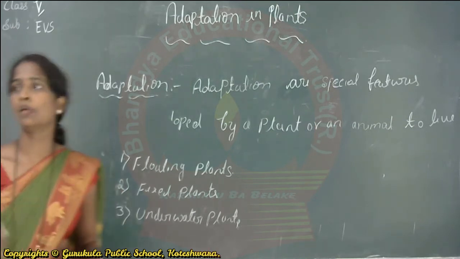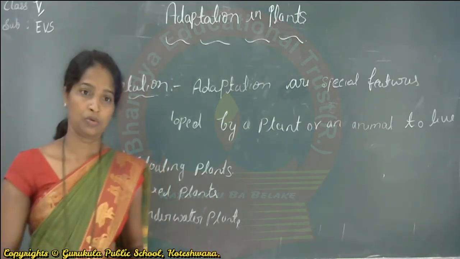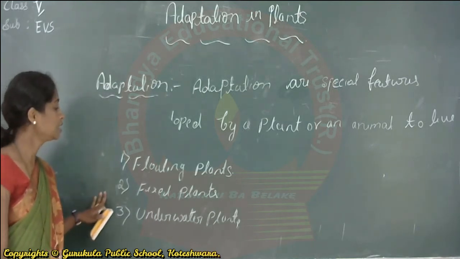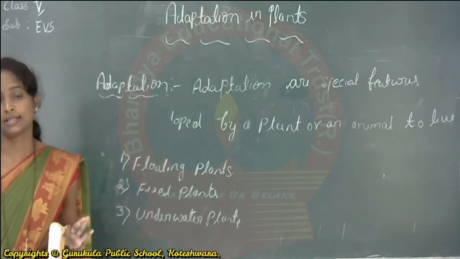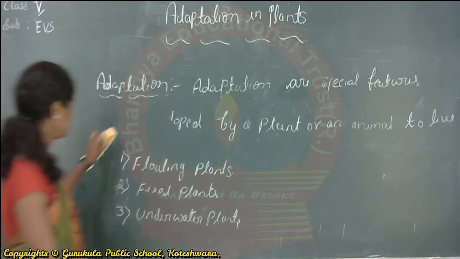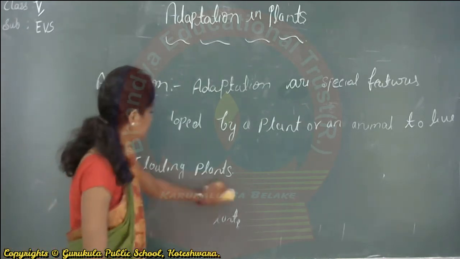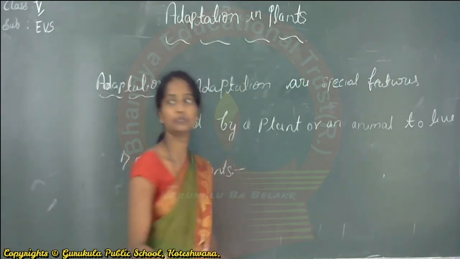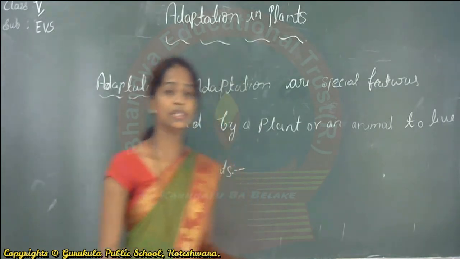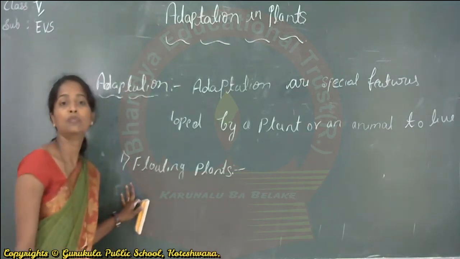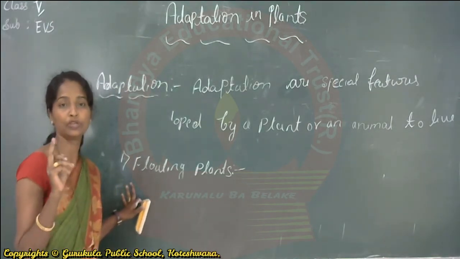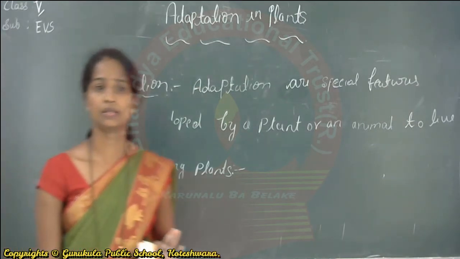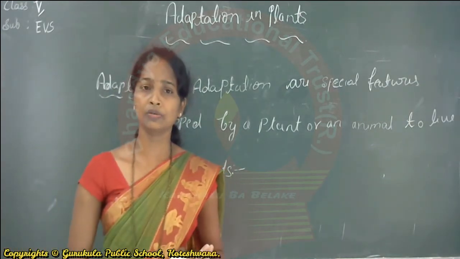Let us discuss them one by one. What is a floating plant? What is a fixed plant? And what are underwater plants? First one is floating plants. What are floating plants? Do you know, children?